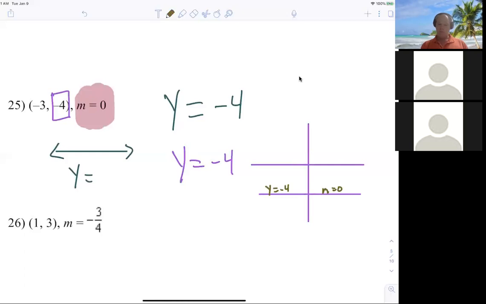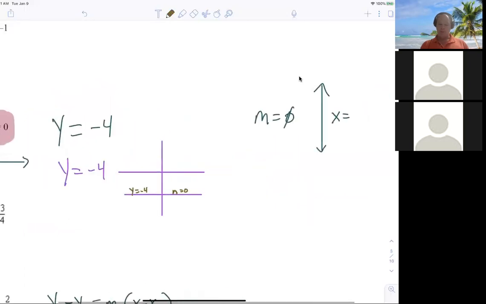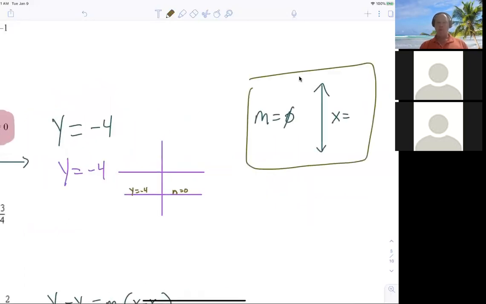So what would the slope be if it was a vertical line? Undefined. All vertical lines have slopes that are undefined. Remember, it's like skiing down a mountain. That's how I used to tell kids. Vertical slope, you can't ski down there. So the slope is said to be undefined. And it's always x equals whatever the x coordinate is of the point.